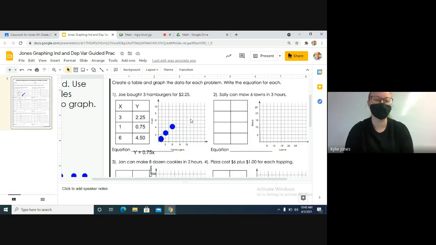Does that process make sense to you guys a little bit? Create your table, write your equation, plot the points. We'll do one more practice and then we will be done for the day. But this is exactly what your thing looks like tomorrow.